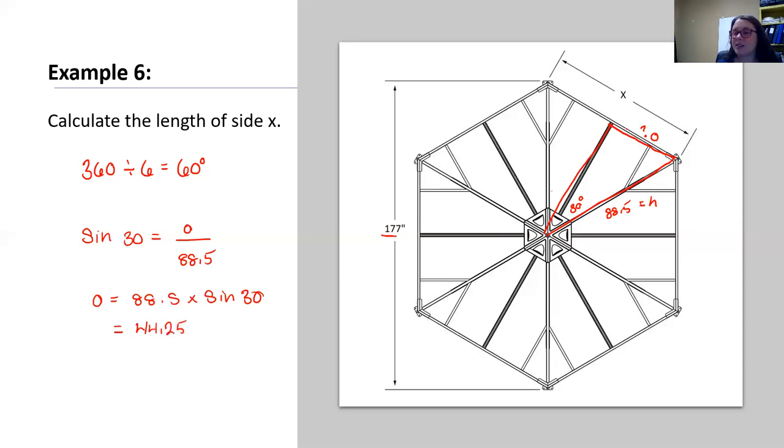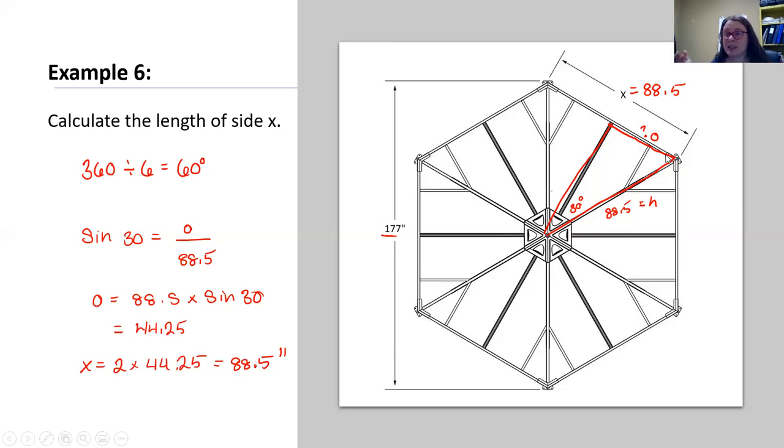So x is double this distance, so x is equal to 88.5 as well. So 2 times 44.25. Now, let's just stop for a second. Is there a way we could have predicted that the length of side x would be the same as the length of the hypotenuse, or the distance to the center?